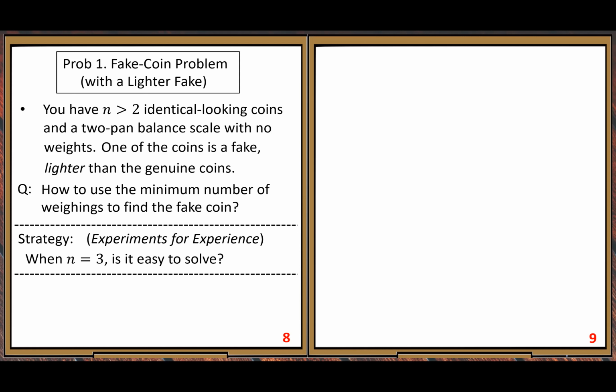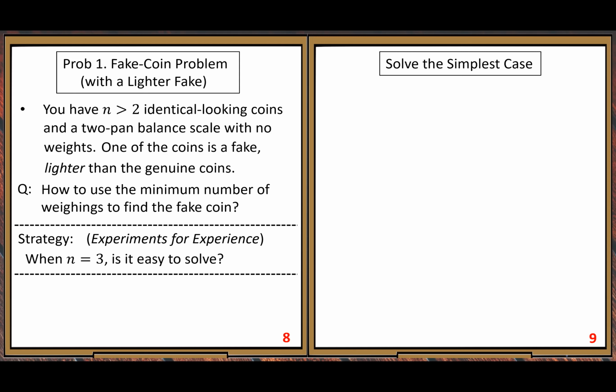Think about when n equals 4. Can you use one weighing? If 1 is impossible, can you use 2? Because we run out of time, just think about the n equals 4 case. Try to solve this problem for n equals 4. Then next time we try to solve the whole problem.